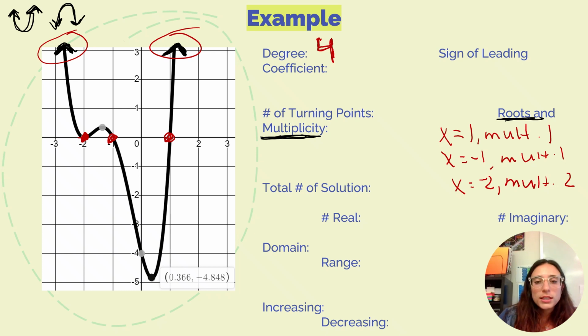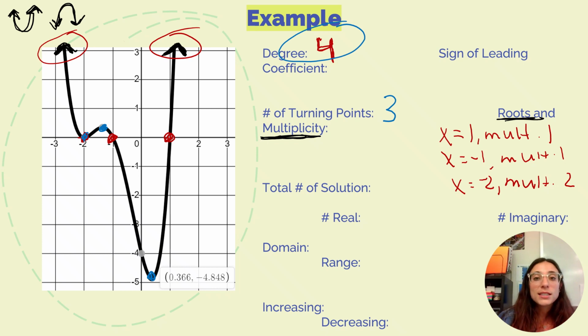What else? Let's do number of turning points. I think that's pretty easy to do now. So we have 1 turning point, where I switch from decreasing to increasing. 2, increasing to decreasing. 3. So I have 3 turning points. The maximum I could have is 3 because my degree is 4, if you remember from our first video.